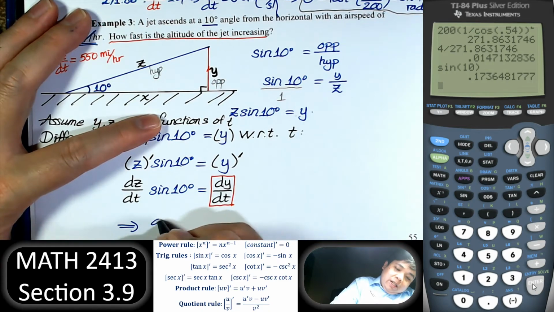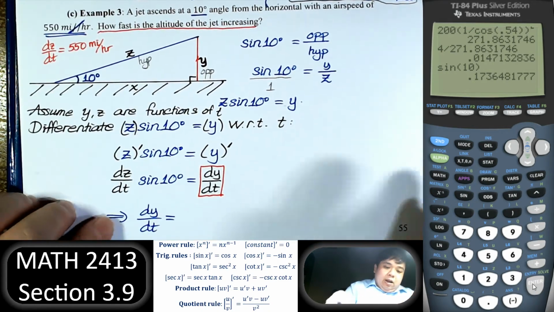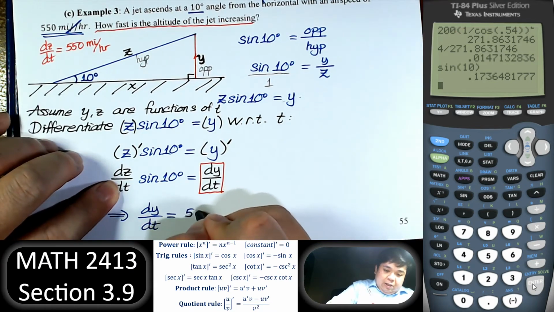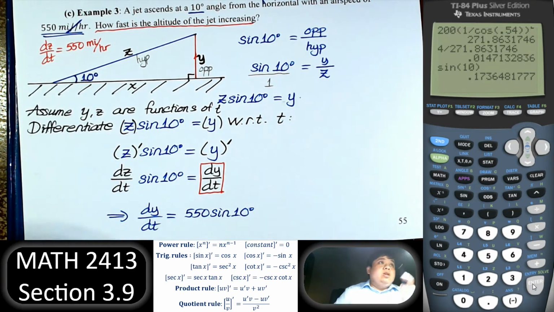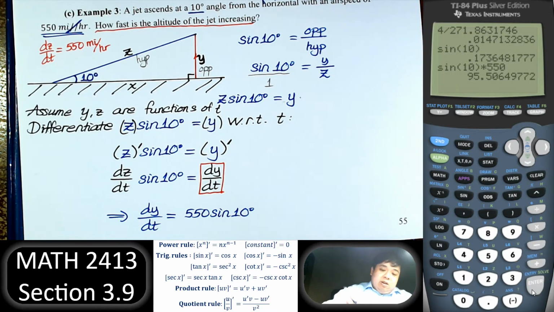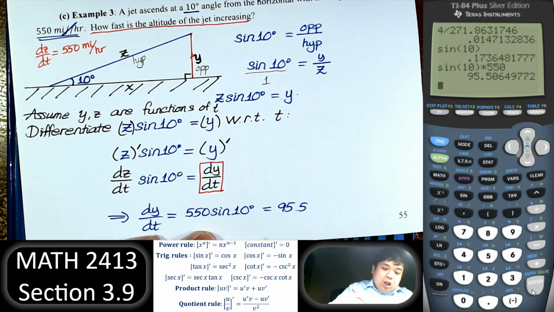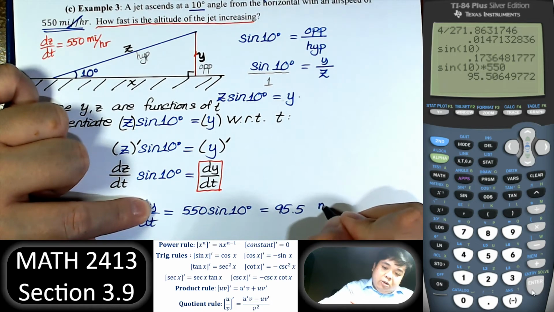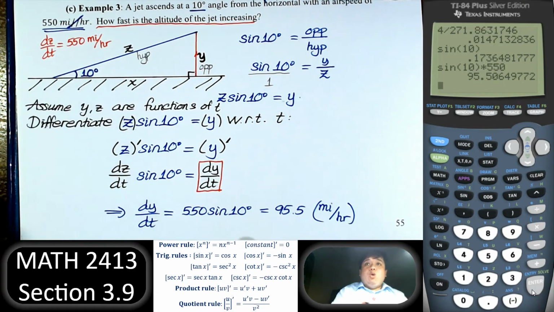So dy over dt is that 550 times sine of 10 degrees. So that times 550 is 95.5. The unit for y is mile, and t time is hour, so the unit is mile per hour. It is positive, which is good because that is increasing. So that's what we have.